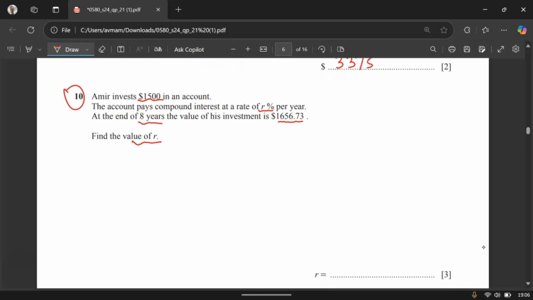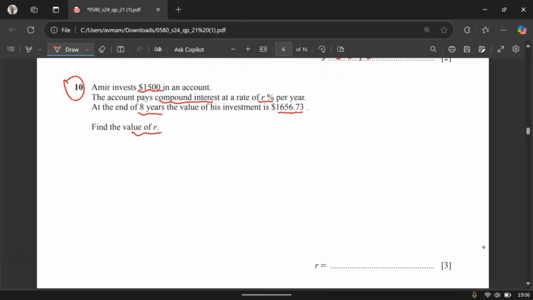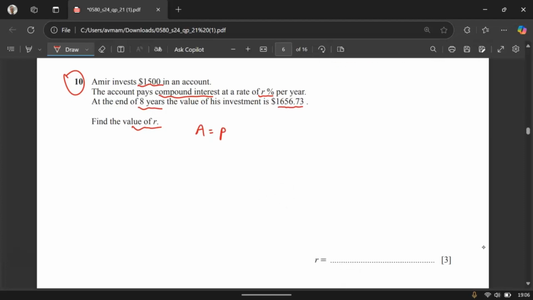Let us use the compound interest formula again. A equal to principal times 1 plus R to the power of n. A is the amount, so this is the amount, 1,656.73. This is your principal. This is the rate of interest, and this is the number of years, 8. We can rearrange this formula to make R the subject.